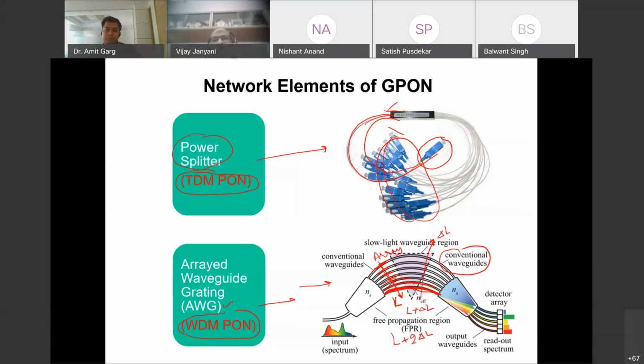So what it gives you is this: if you have an input spectrum at the input of this AWG, as you can see, the input spectrum has a large wavelength content, all colors, they are represented by colors. It means you have a lot of wavelengths, let us say lambda 1 to lambda n. Because of this delta L difference, there is a phase change in each of the wavelengths. Let us say lambda 1 wavelength is there, so it will be passing through all these waveguides. So this length delta L is chosen in such a way.